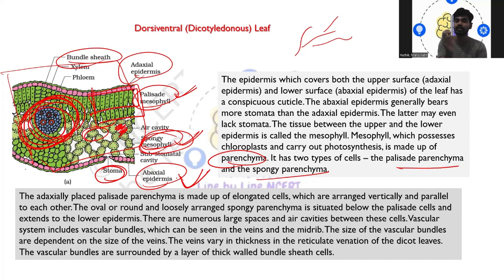So this one is actually in the dicot leaf. And another very important thing is that you will see the parenchyma has been differentiated into two types of cell, that is palisade and the spongy parenchyma. So what is its function, what is its structure? That is what you need to remember.